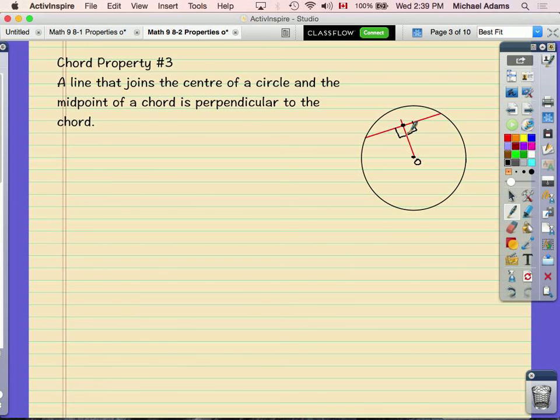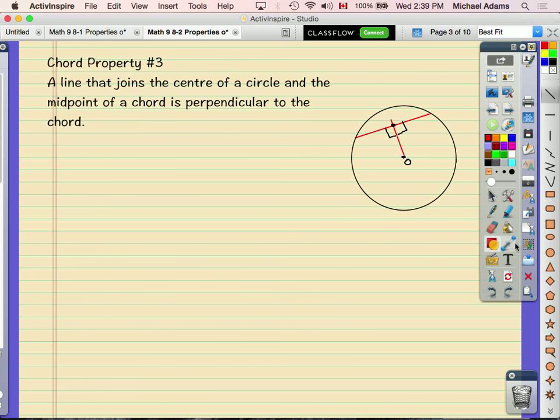However, if I do this in a different color, let's say green, if I have a line from the center, this green line, well, this green line doesn't go to the midpoint, so it's not perpendicular. What it's saying is, if a line goes from the center of the circle to the midpoint of the chord, then it's perpendicular. That's the lesson for today, just understanding those three chord properties.